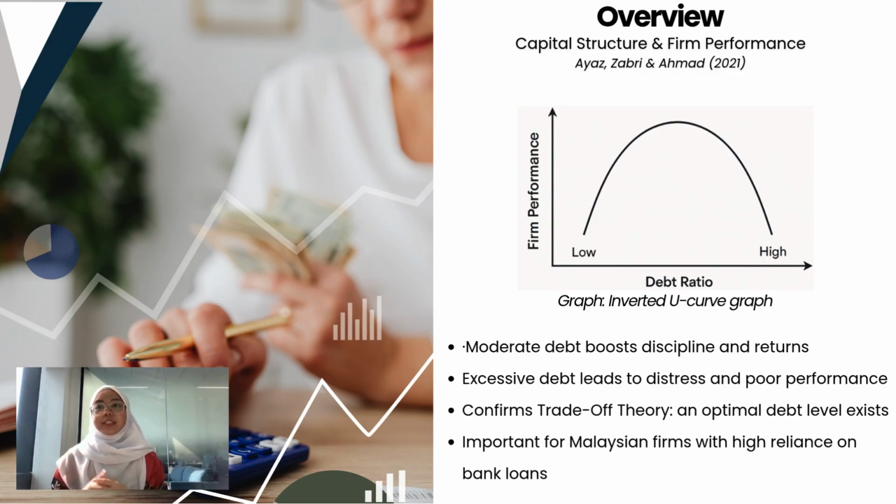This slide presents the central finding of the article by Ayaz, Sabri and Ahmad. The study found an inverted U-shaped relationship between leverage and firm performance. In simple terms, a moderate level of debt improves performance by enhancing discipline and offering tax benefits. However, beyond a certain point, additional debt leads to financial distress, weakening the firm's performance.